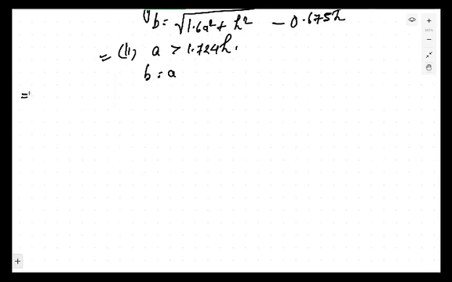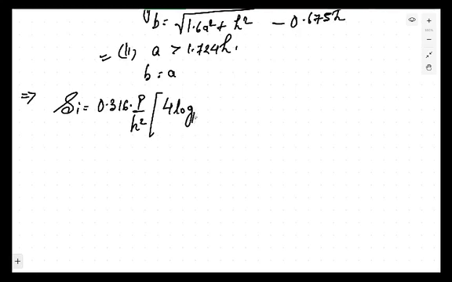So first of all, the load stresses can be calculated by using the following relation. The stress at the interior will be 0.316 P upon h square, bracket 4 log 10 base 10 of relative stiffness divided by the resisting section radius, plus 1.069. This will be the interior stress.